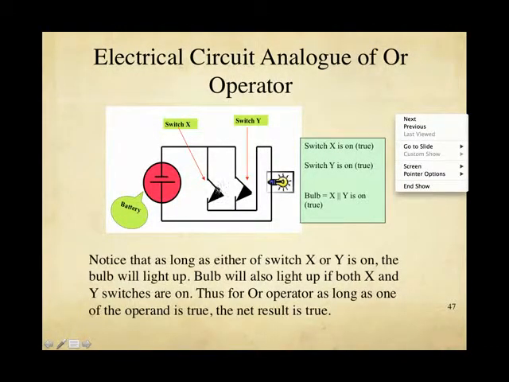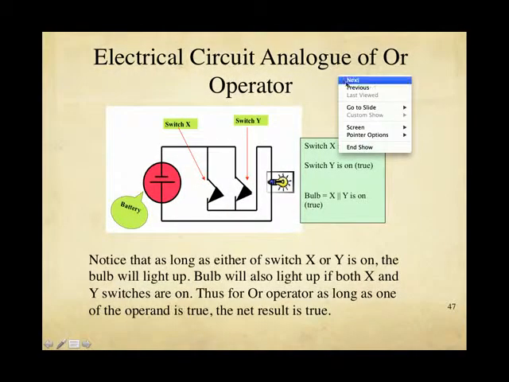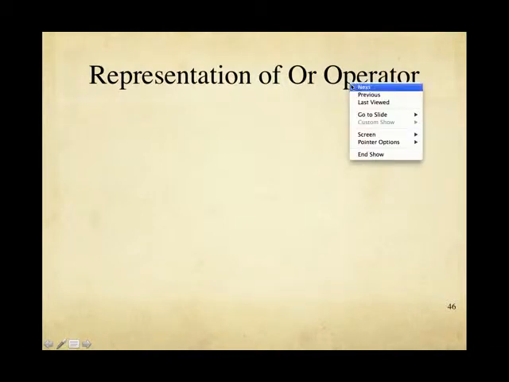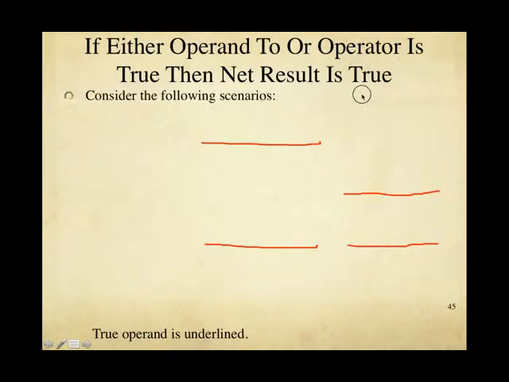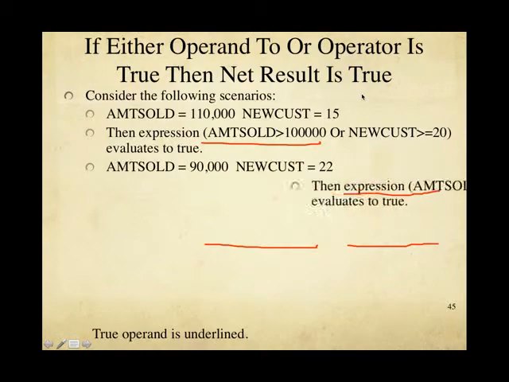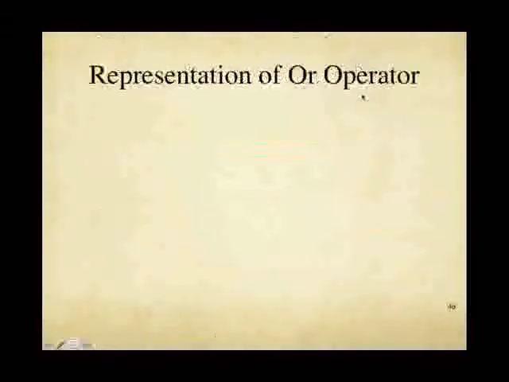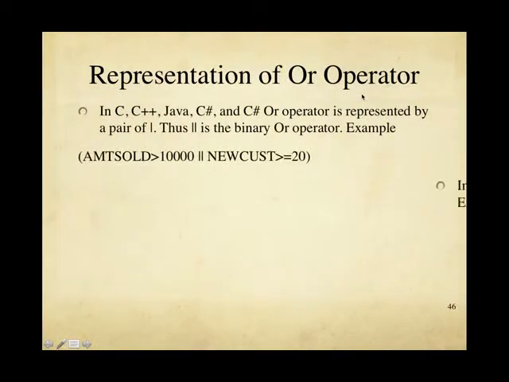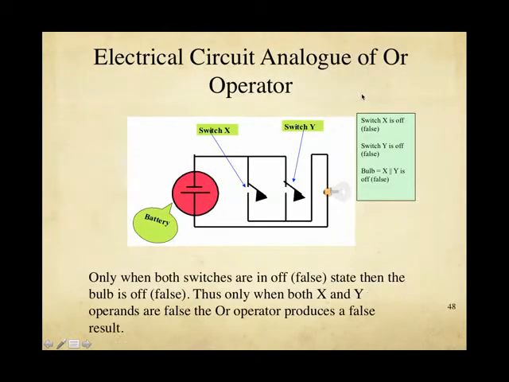So if both switches are off, actually I was looking for another diagram. Yeah, so look at this one first. I don't know how they got out of order. So when both switches are off or false state, there is no path for current to flow, so the bulb will be in the off state also.